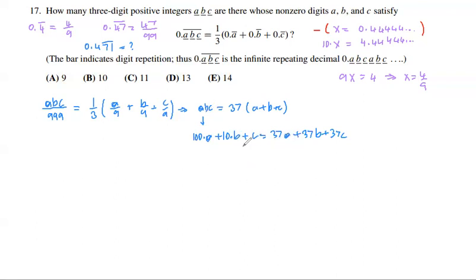So now, if you subtract 37 from 100, it should give you 63A. And then subtract 10B from both sides, 27B and 36C. And I think everything is divisible by 9, so that should be 7A equals 3B plus 4C. Okay, so now we have this one.